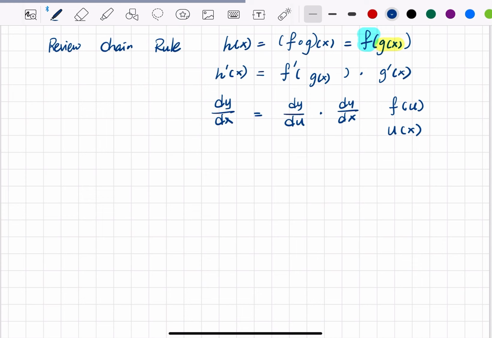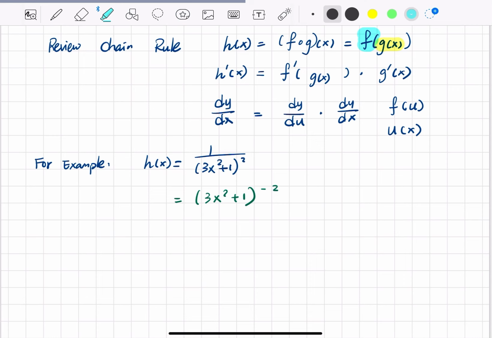For example, I want to find the derivative for h of x, which is equal to 1 over (3x squared plus 1) squared. To take the derivative, we like to think of it as a power, because the power rule is the easier one to work with. So we're going to rewrite it as (3x squared plus 1) to the negative 2 power. We can see that there is an inner function, which is 3x squared plus 1, and an outer function, which is something to the negative 2 power.